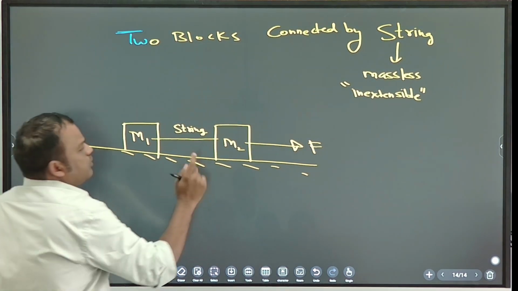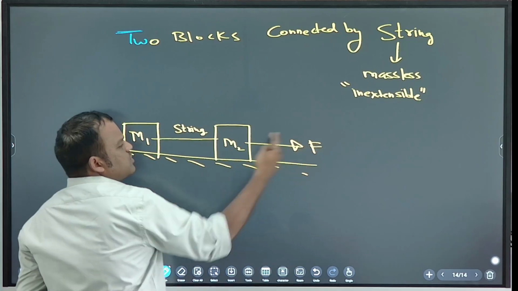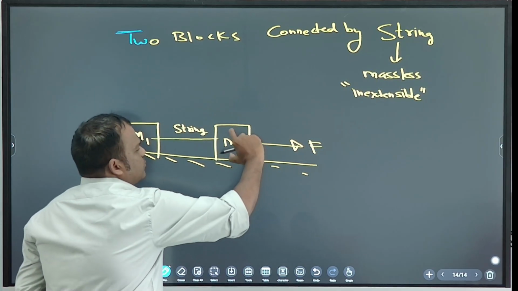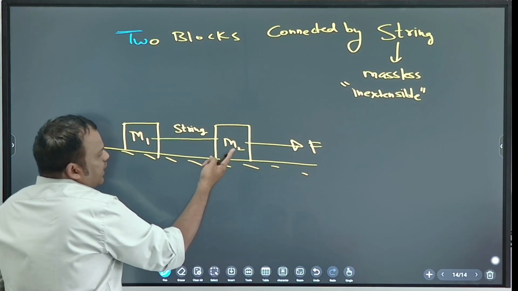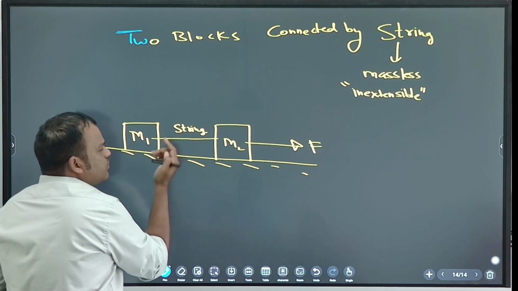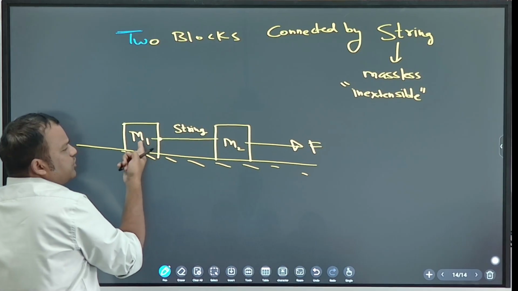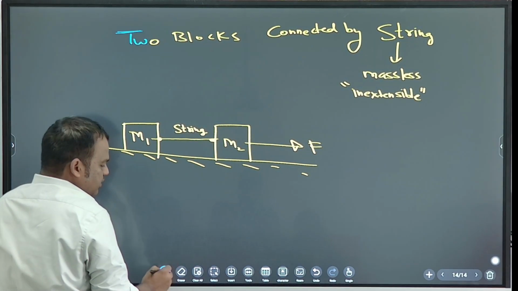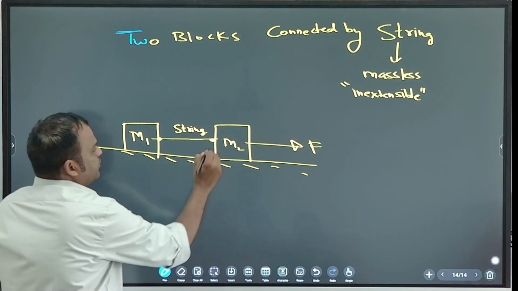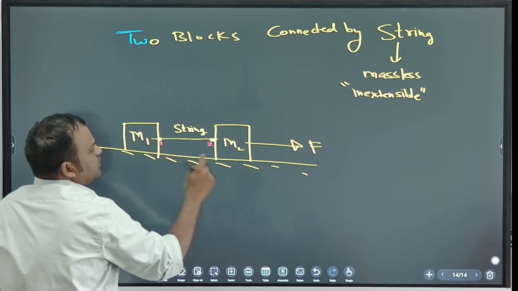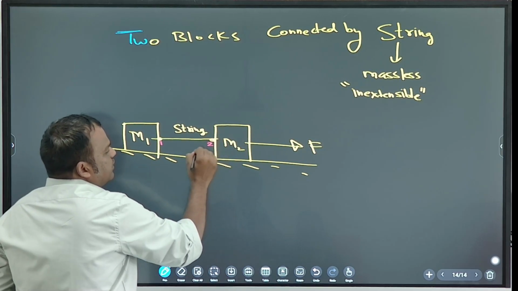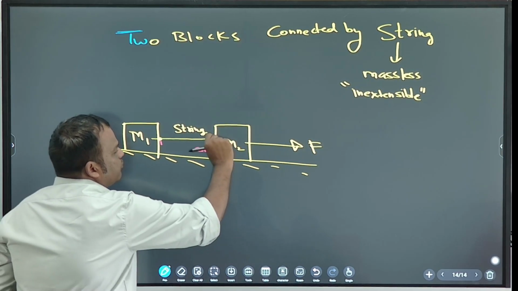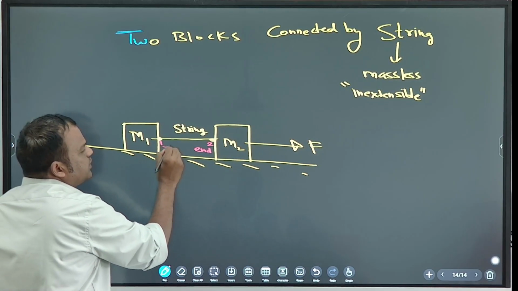So on which block are you exerting force F? M2. So you are pulling M2 right side, but M2 is connected to string whose other end is connected to M1. So now let's call these ends 1 and 2. So end 2 will move right side. So end 1 will also move right side.